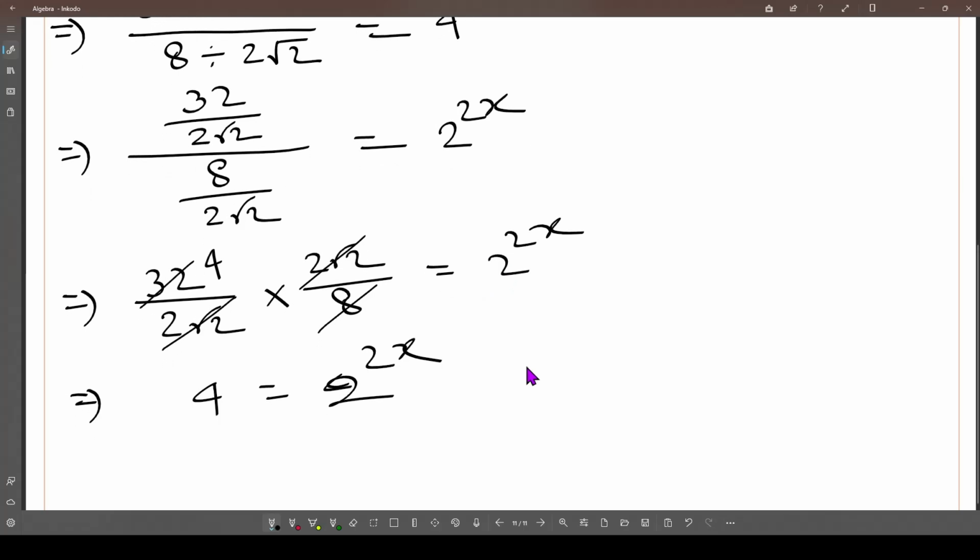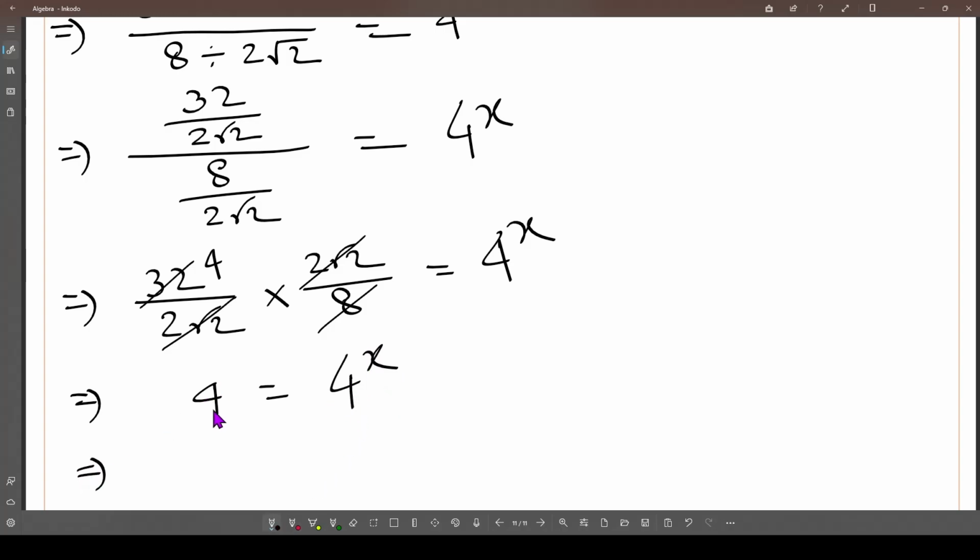If anybody wants, they can keep 4 to the power x, right? We can keep 4 to the power x because here is 4. So similarly, this one is 4 to the power x, no need to change anything. Now look, 4 only means the power is 1 and here power is x. Therefore we can say here base are same, then power will be equal, so 1 equals x. Our answer is x equals 1, and this is our answer.